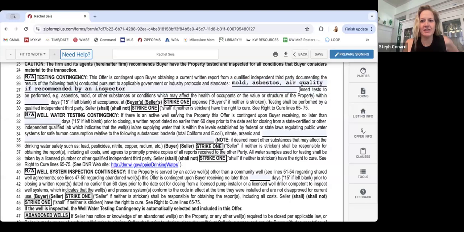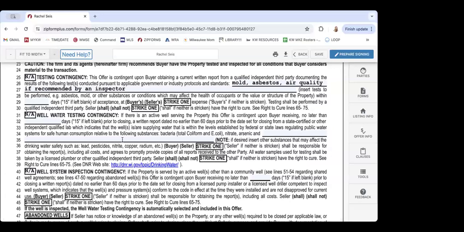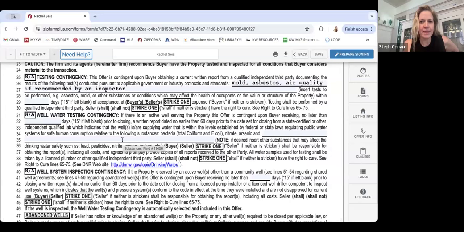But yes, that's technically not correct. You need to specify what kind of tests are in there. And then the deadlines for getting this testing contingency done usually mirror whatever is put into the inspection contingency. So if it's a 10-day inspection contingency, usually it's a 10-day testing contingency as well.